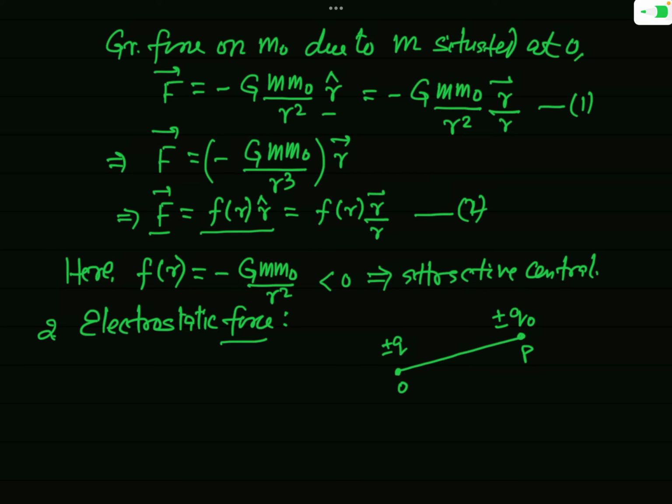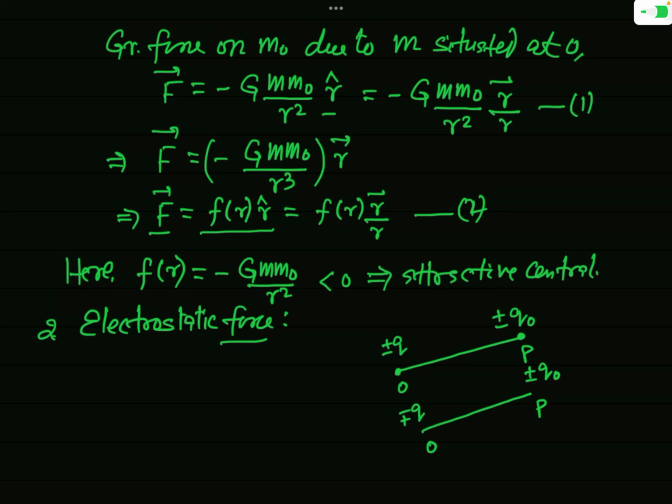But the situation may be like this. If you consider that at this point P the charge is plus minus q naught, but at the point O the charge is minus plus q. It means the charges q and q naught are of opposite signs.